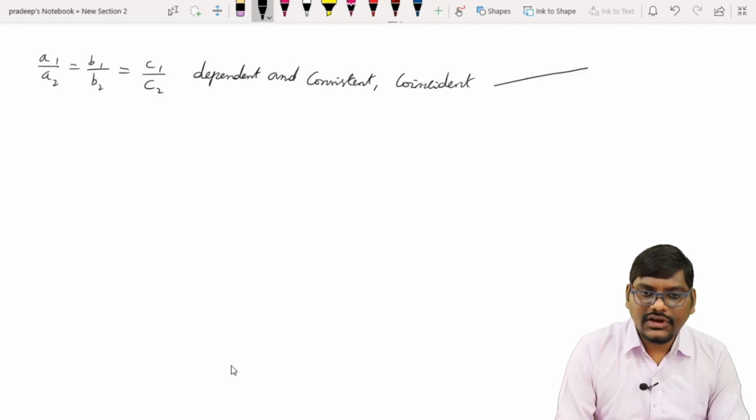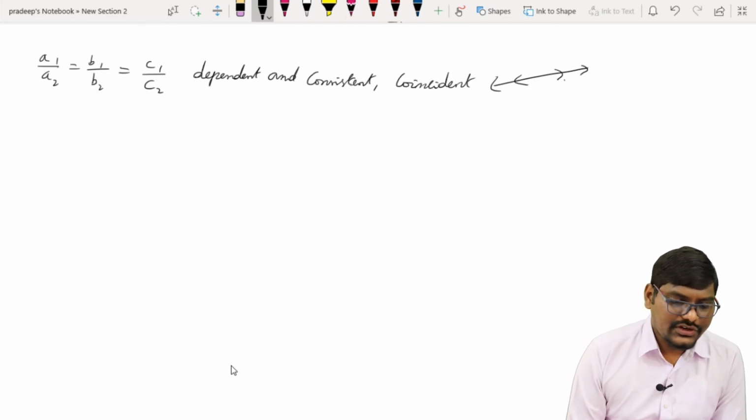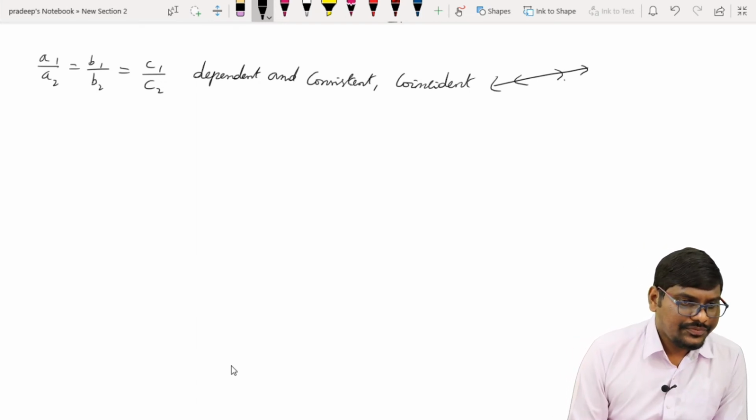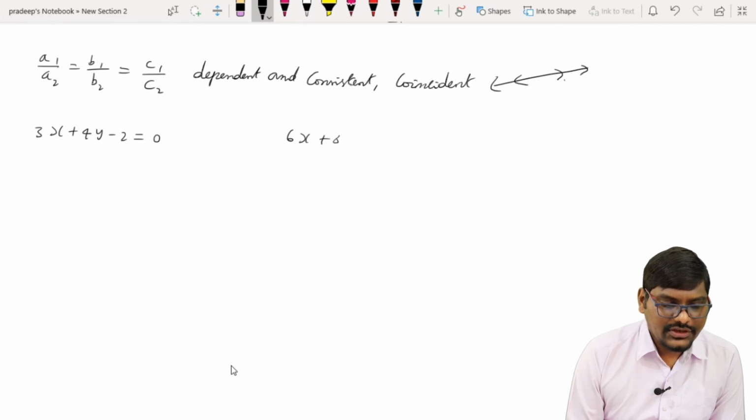Nothing but if this is one line, the other line passes through this line, this is coincident. Alright. So let's take an example for this also. For coincident, let me take an example. 3x plus 4y minus 2 equal to 0 is the first equation. The second equation is 6x plus 8y minus 4 equal to 0.